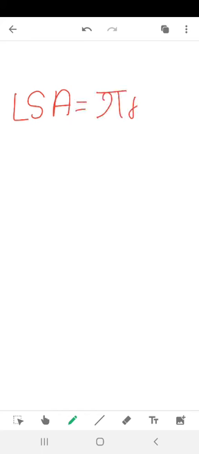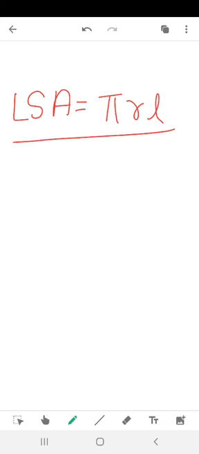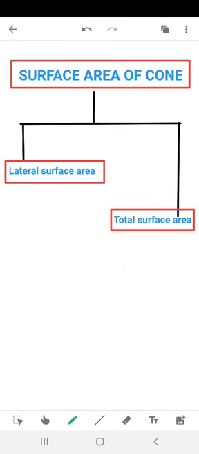Pi r L. Okay, so this is the lateral surface area, pi r L.